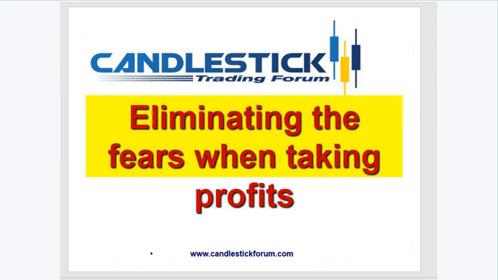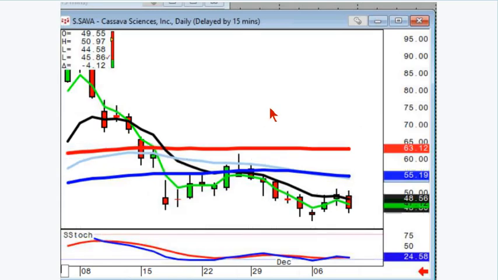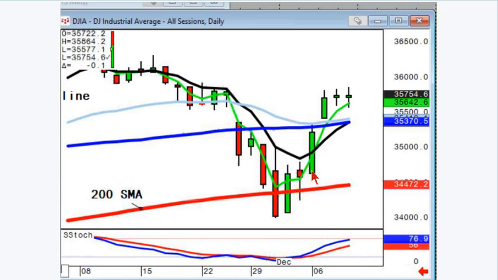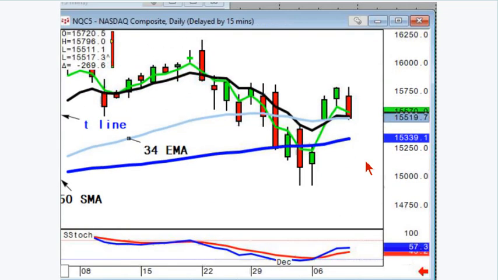Okay, so with that, what am I supposed to do here? Go to live charts. So we notice what happened today in the market. The Dow didn't sell off. However, the NASDAQ sold off pretty hard, right back to the T-line.